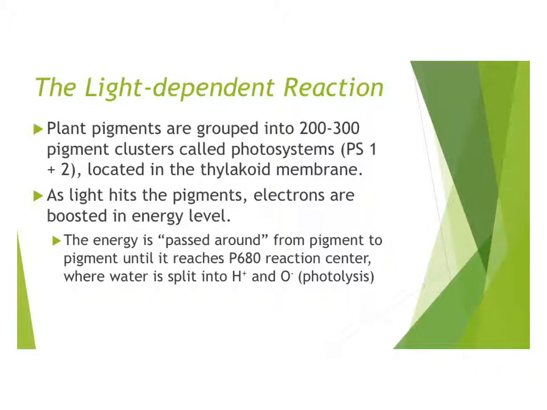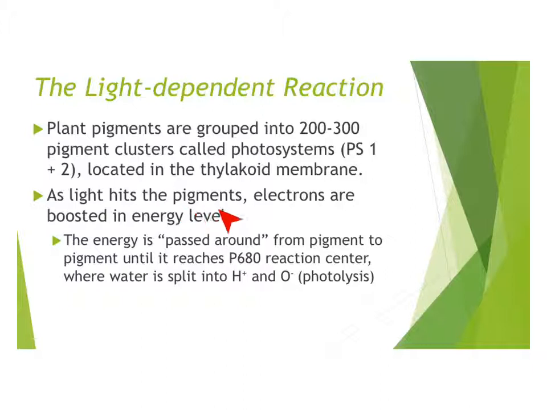Plant pigments, as I mentioned, the chlorophylls, are actually grouped into 200 to 300 pigment clusters. So they're grouped together, they're not by themselves. And these clusters are called photosystems. There are 2 of them, photosystem 1 and photosystem 2. We call them PS1 and PS2. And they're located embedded into the thylakoid membrane, as I mentioned before.